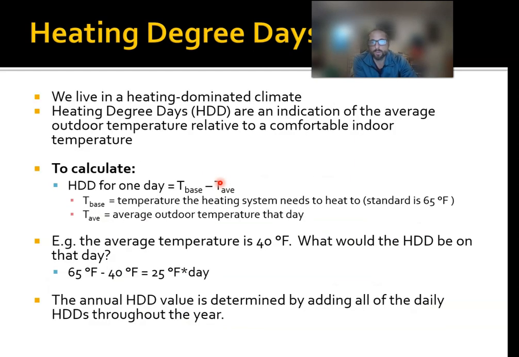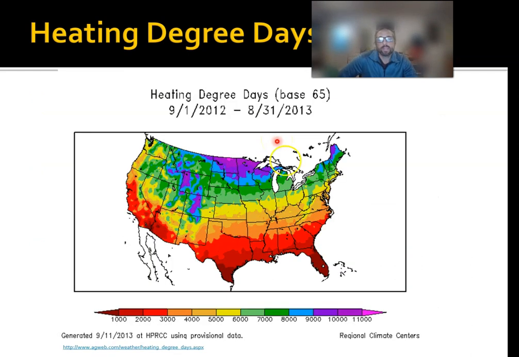Okay. And so if we look at the total heat, and this comes in handy in some of these equations, I just want to introduce this concept now of heating degree days. You don't need to write all this down. For now, all you need to know is that a heating degree day is an indication of the average outdoor temperature relative to a comfortable indoor temperature. We'll go over this in more detail later. What you need to know is that heating degree days indicate a colder climate.